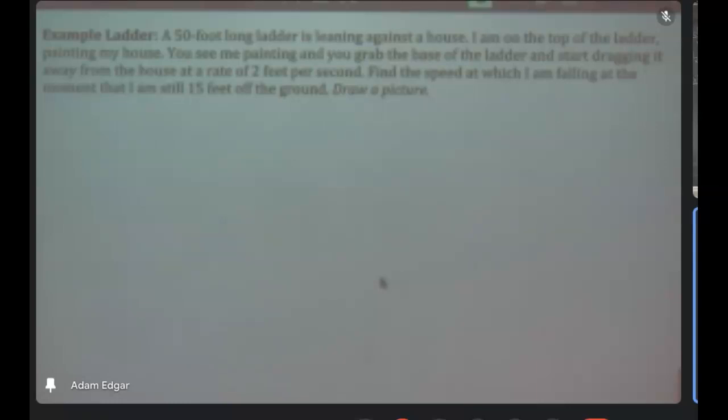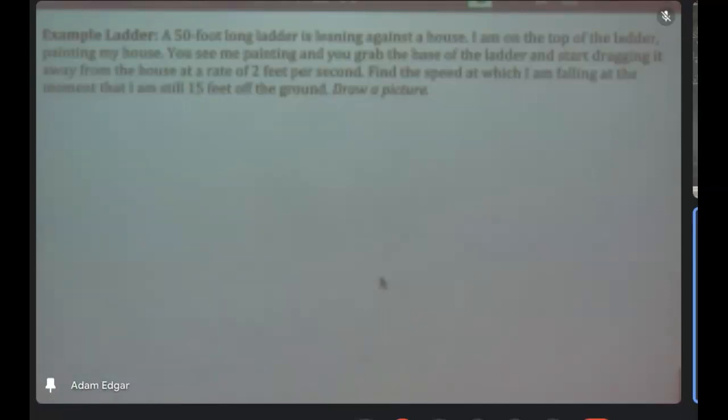Wait, in what direction am I falling? Other than down? So like, okay, say I'm pulling the ladder. So I'm pulling the bottom of the ladder away from the house, right? Yeah. So here's your ladder, and it's leaning against the house.